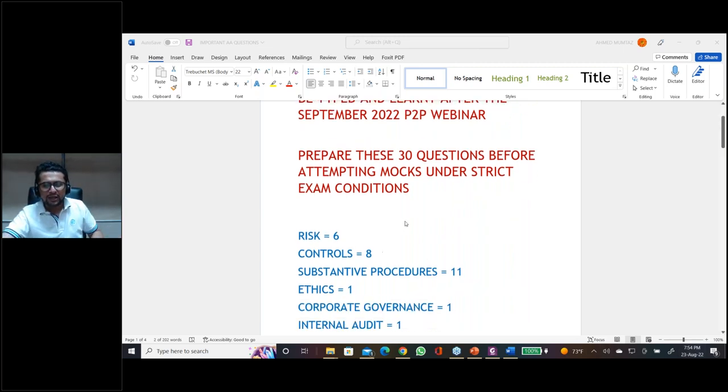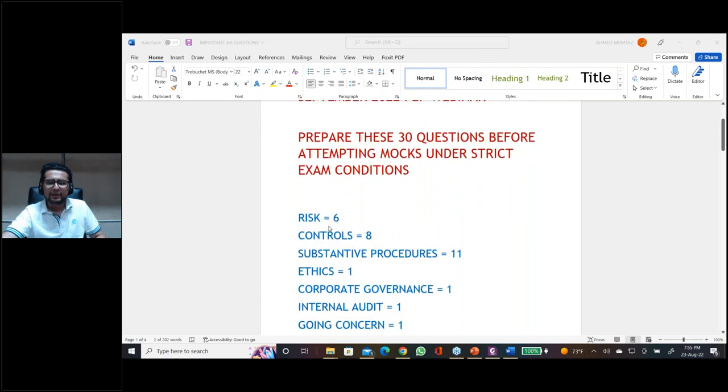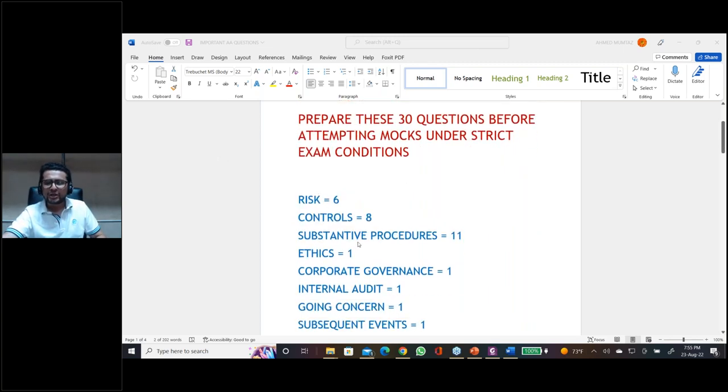Now, minus 23rd August, we have got 8 days. So what about these 30 questions? We have got 8 days, right? So what you can do is solve 4 questions per day, but twice. So that's the plan. 1 question on risk, 1 question on controls, 2 questions on substantive procedure. That should be your plan for every day till 31st August. And then the mocks, then the past papers on the ACCA practice platform. This is it. I will share this slide, don't worry.